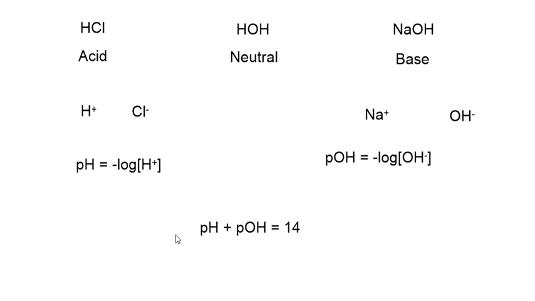There is something to be aware of. pH plus pOH is 14. So when we add those two together, it equals 14. We're not going to discover in this video why that's true, but it's related to the equilibrium constant for the dissociation of water.